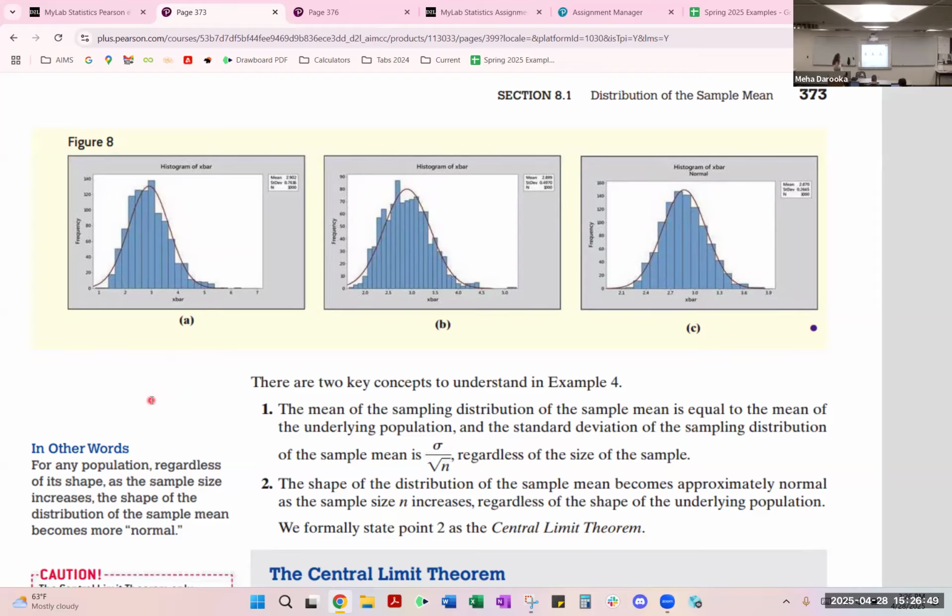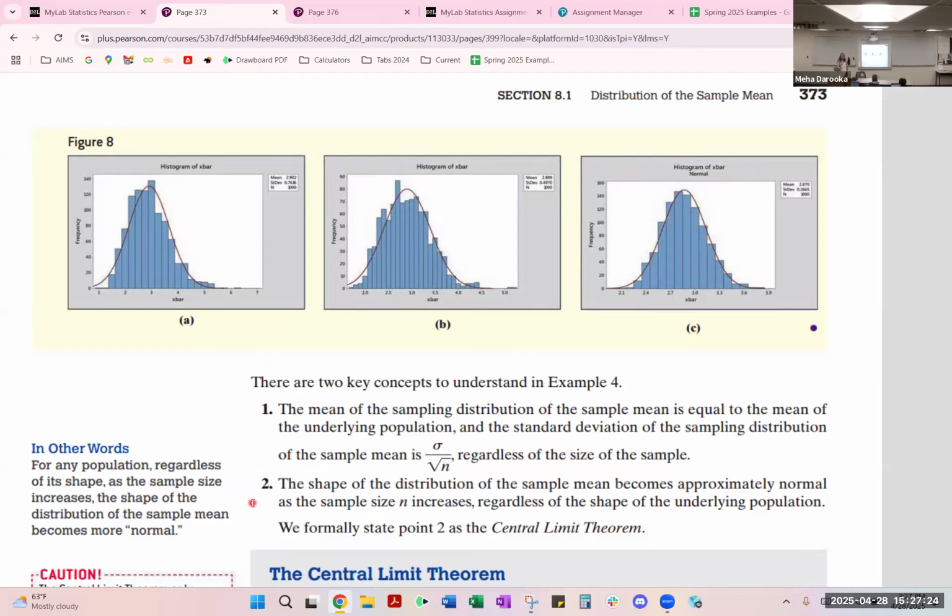So they're telling you here that for a non-normal population, the mean of the sampling distribution of the sample mean will be the same as your population that you're getting the samples from. And your standard deviation will basically follow that same formula as for the normal population, which is sigma divided by square root of n. And then they're also telling you in the second concept here that the shape of the distribution of your sample mean will become approximately normal as your sample size n increases.